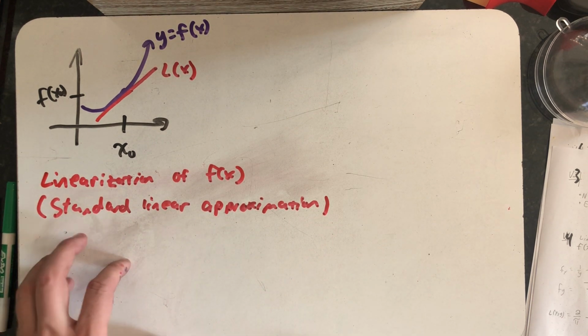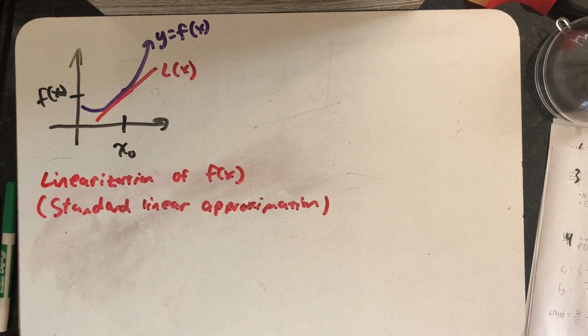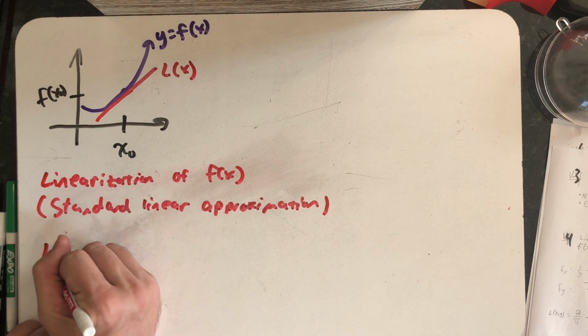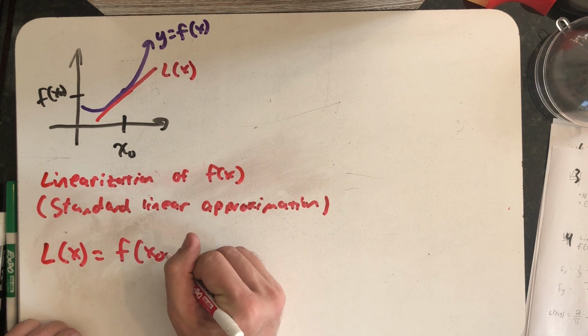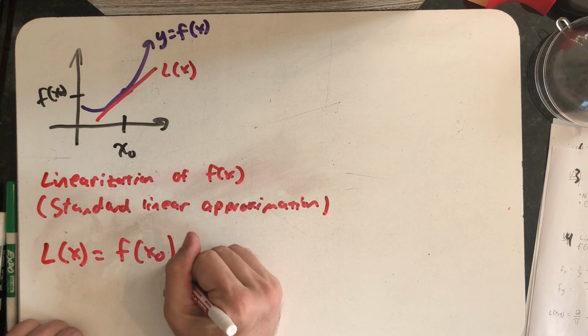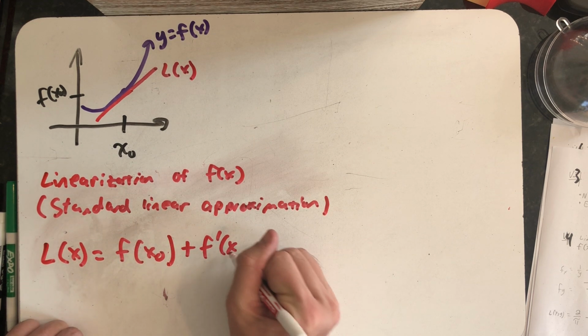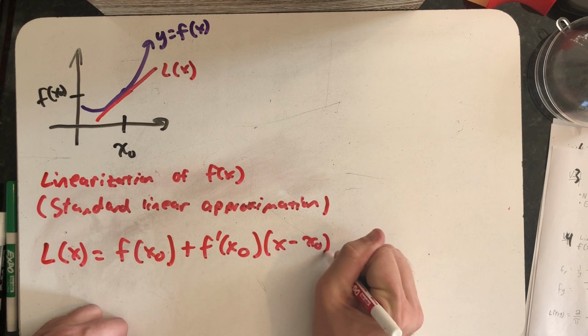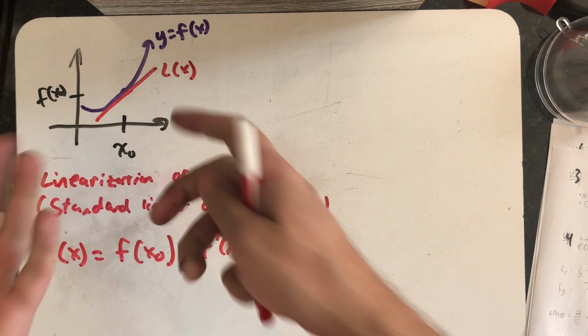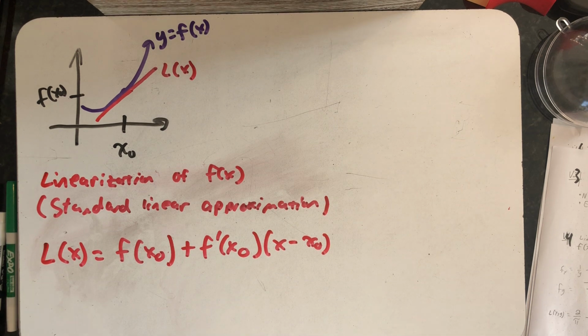And you actually probably studied linearizations in Calc 1, and there's even a nice formula for L of x. F of x naught plus f prime of x naught times x minus x naught. Of course, to start this, I said it was a tangent line, and that's all this is. This is the equation of a line.